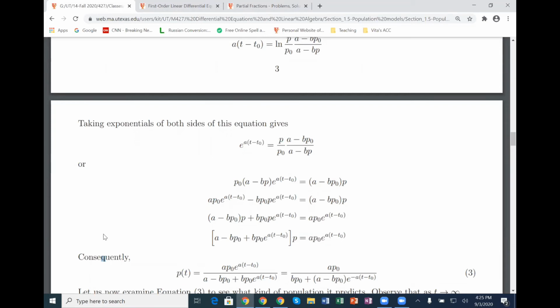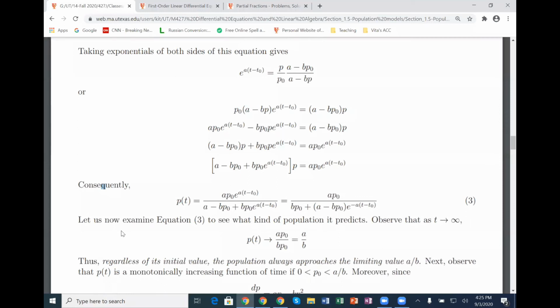We divided everything by e raised to that a times t minus t naught. Exactly. Instead of two t terms, we have just one t term. There is no t here, there is no t here, there is no t here. We have t only over here. Did I answer your question? Yes, thank you. Okay. Here is what we do next.